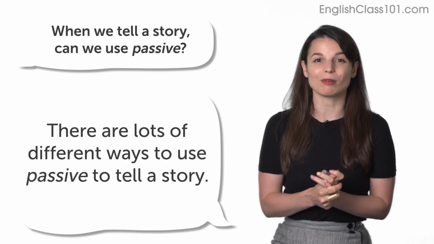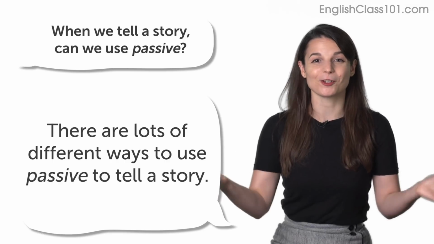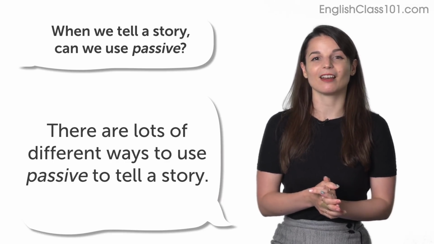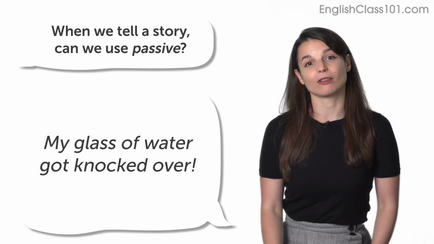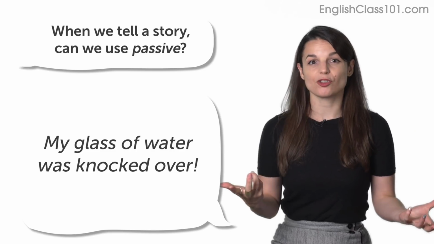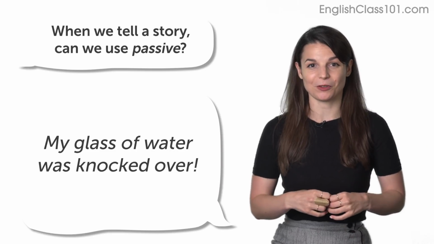Another example might be if a glass of water is knocked over in my house, and I don't know who did it, I don't know how it happened, I might say, my glass of water got knocked over, or my glass of water was knocked over. So there are lots of different situations where it's very natural to use passive.